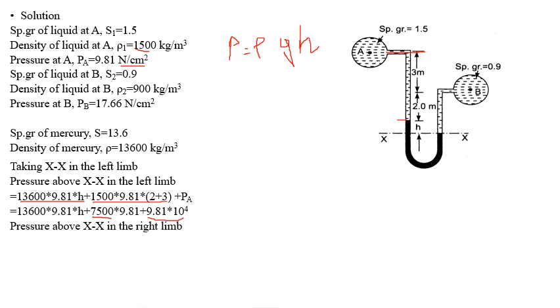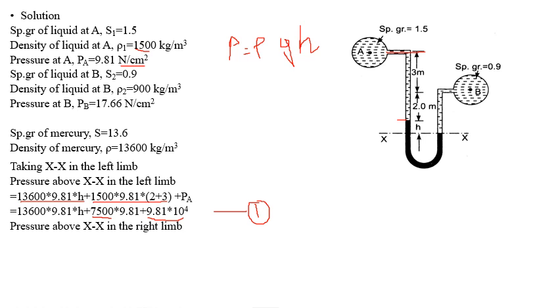Now the pressure above XX in the right limb. So this is one expression, expression number 1, the pressure above the XX line in the left column. In a similar manner, you write the expressions for the pressure available in the right limb. So in the right limb, the same liquid is available for the height of 2 plus h, right? 2 meter plus h. The total height here is up to the axis of the pipe, that is 2 plus h.